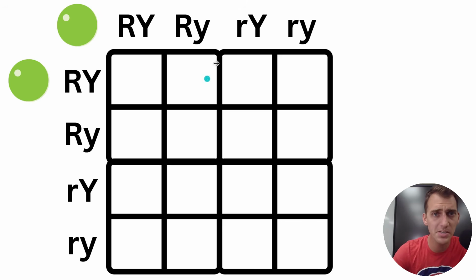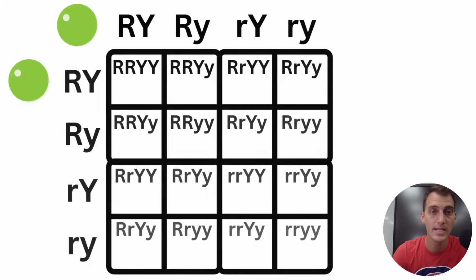Okay, but check it out. Each of these offspring is going to inherit not 1, but 2 alleles this time from their parents. And there's a pattern here that's going to be pretty easy to recognize. So if you put in the genotypes correctly, it should look something like this. And you might notice something going on here.